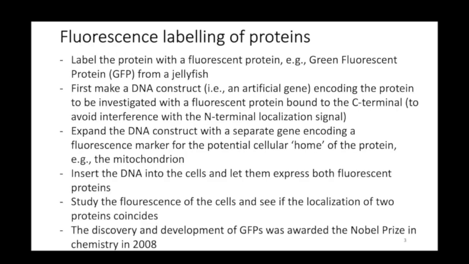Now, fluorescence labeling of proteins is a fairly new method. What you do is that you label the protein with a fluorescent protein. So the protein that you want to study, you add a green fluorescent protein, which derives from a jellyfish. You make a DNA construct, that is an artificial gene, encoding the protein to be investigated with a fluorescent protein bound to the C-terminal. And the fluorescent protein is bound to the C-terminal to avoid interference with the N-terminal localization signal.